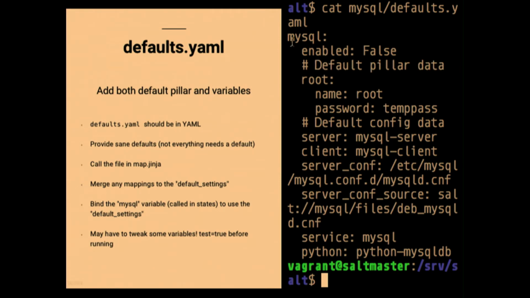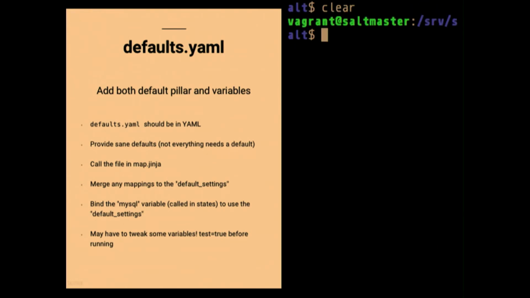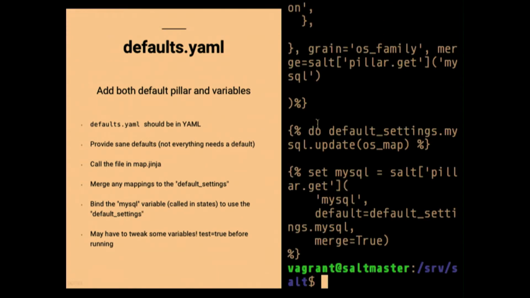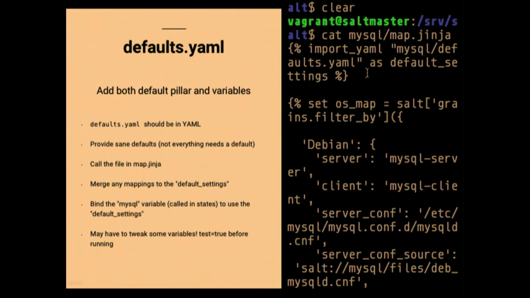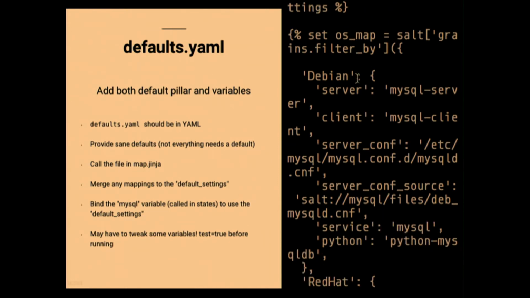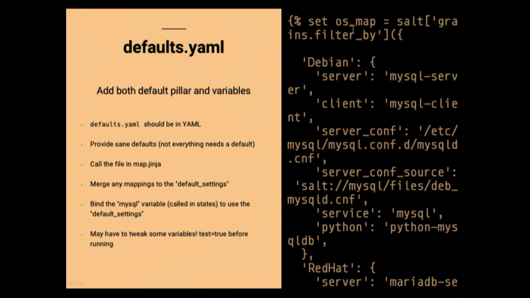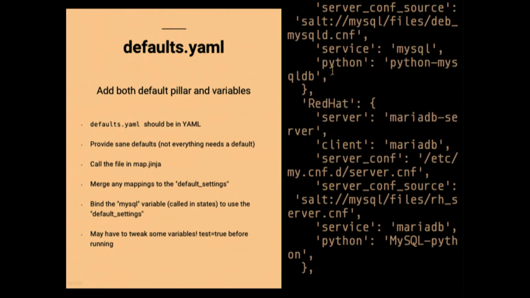And once we have that defaults.yaml file, what we have to do is basically bring this into our map.jinja and get them to work together, so we have default settings that we can override. So let's take a look at that map.jinja. Now, if we look at the top of the file, the first thing we have to do is actually import that defaults.yaml file. And I just imported it as default_settings. And then we have what was originally my initial map.jinja file, this set OS map, which just includes Debian and Red Hat-based values and variables.